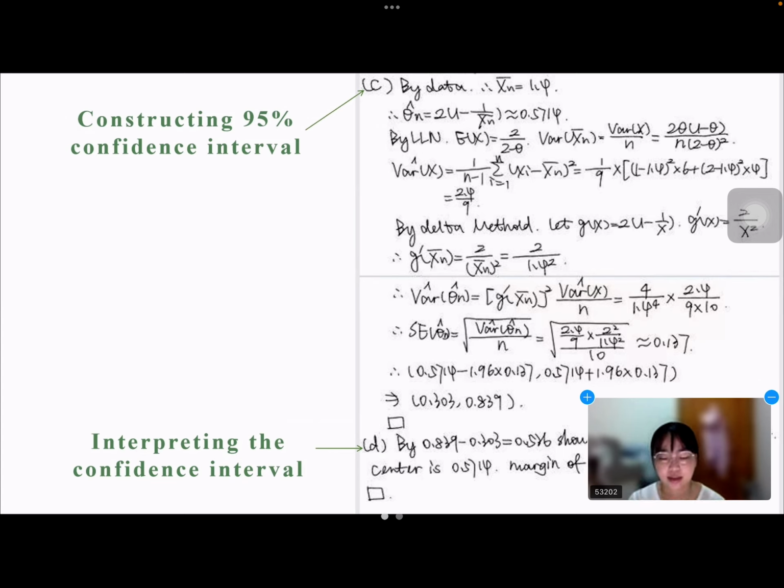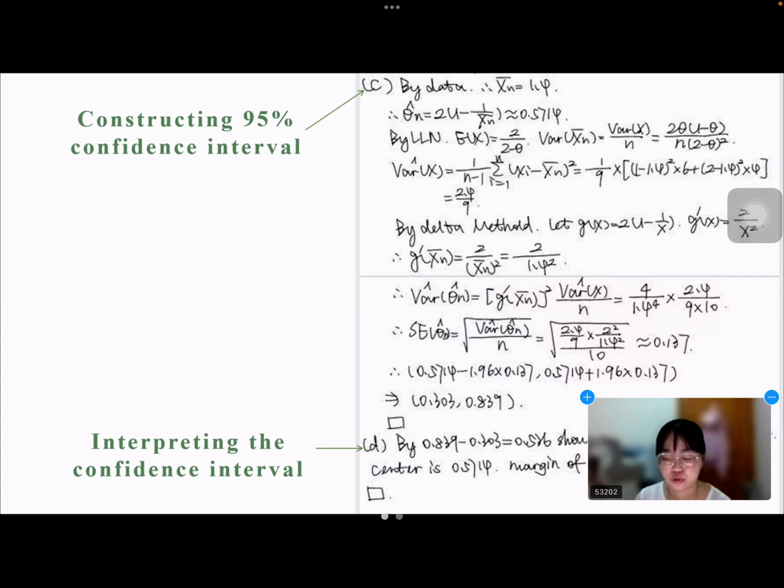So this part C is similar to part B in question 1, we also need to use the delta method to apply a function to this one to get the variance of a function, or the variance of a formula.